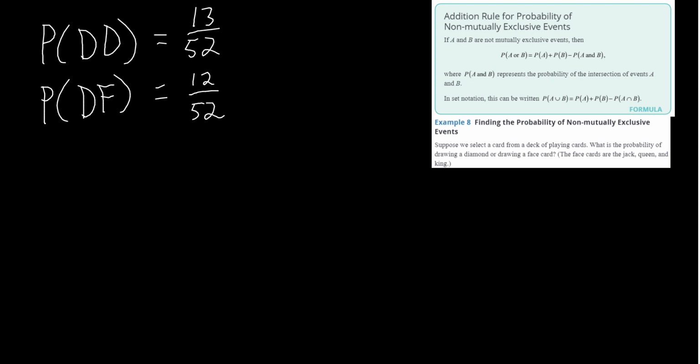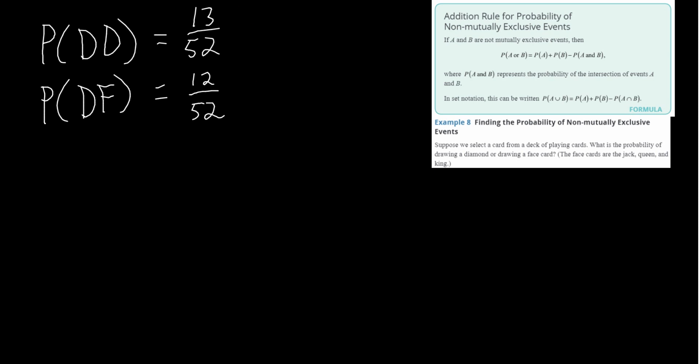Okay, so here's where the problem comes into play. There is overlap between drawing a diamond and drawing a face card. What is that overlap? Well, the overlap would be the king of diamonds, queen of diamonds, and jack of diamonds. So there are 3 cards that overlap both of these sets. We must subtract those 3, because otherwise we'll be counting them twice. If we counted all the diamonds and then all the face cards, we'd be counting the king, queen, and jack of diamonds twice. So those 3 we must subtract.